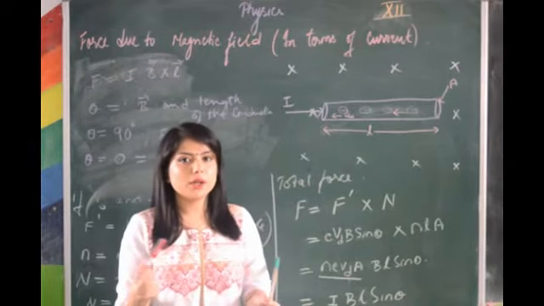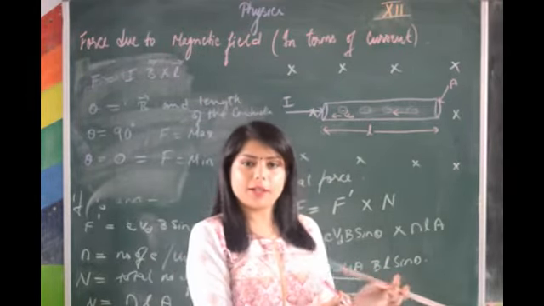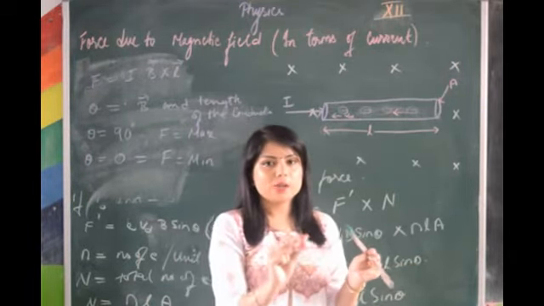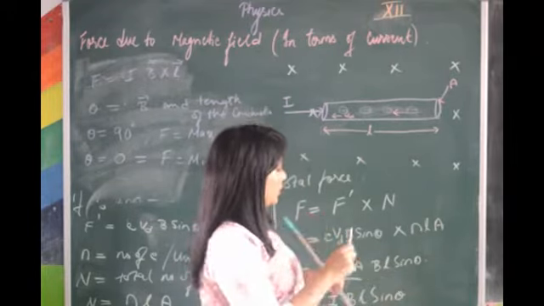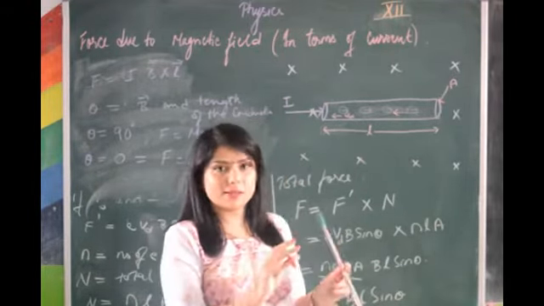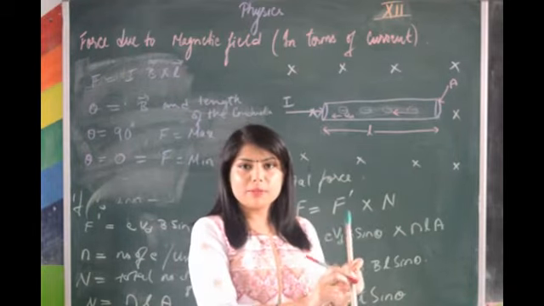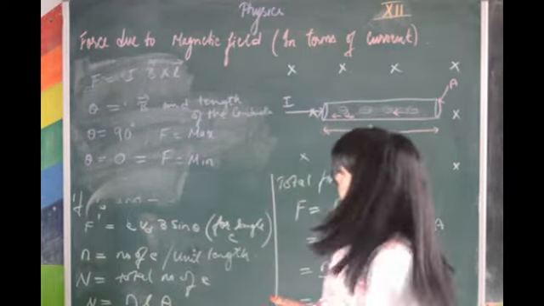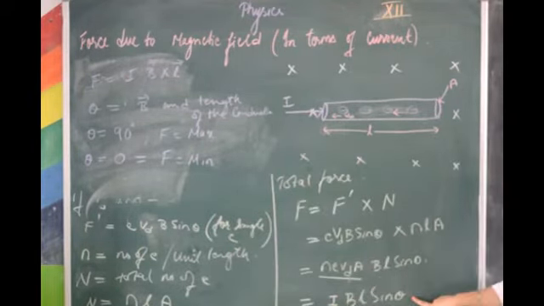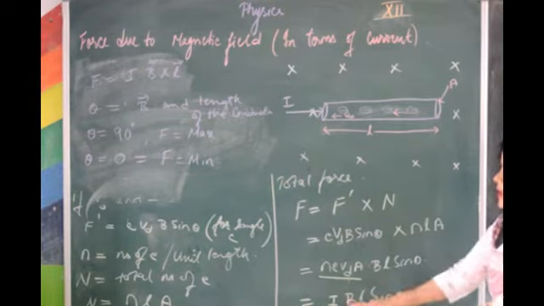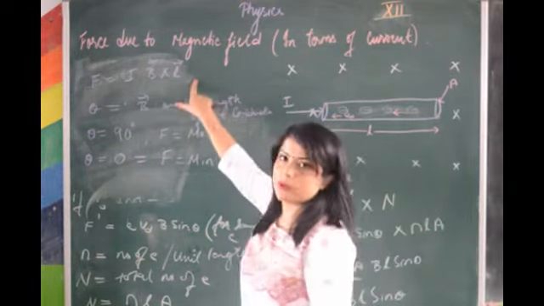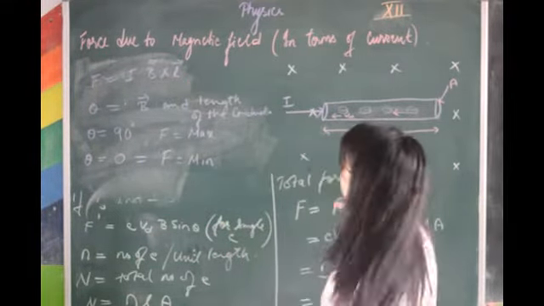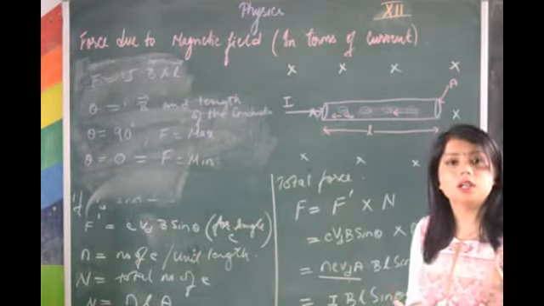Sometimes we don't know the direction of the magnetic field. If you want to find it, we can bring a conductor near the magnetic field and place it in different orientations, like parallel or perpendicular. When the force is maximum, it is perpendicular. When the force is minimum, it is parallel. This way we can find the direction of the magnetic field as well. So this will be the equation of force in terms of current, and when force is maximum, we can write this one.